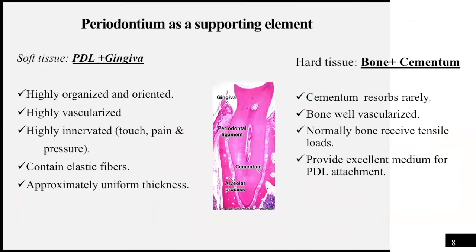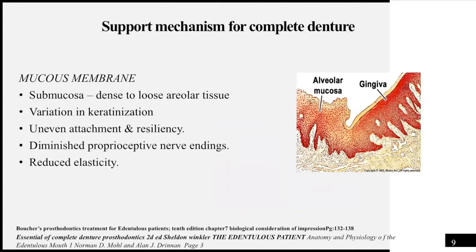Periodontium as a supporting element: the PDL and the gingiva are highly organized and oriented. They are also highly vascularized, innervated, contain elastic fibers, and are of approximately uniform thickness. Coming to cementum, it rarely resorbs, and the bone is very well vascularized. Normally, the bone receives tensile loads and provides an excellent medium for PDL attachment.